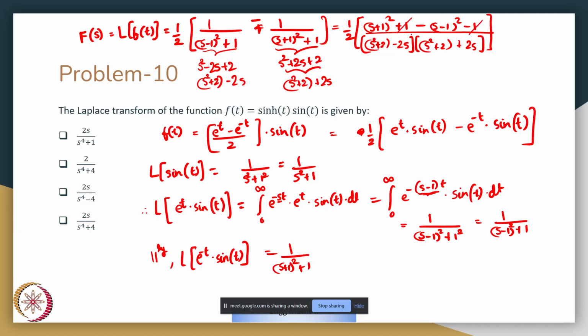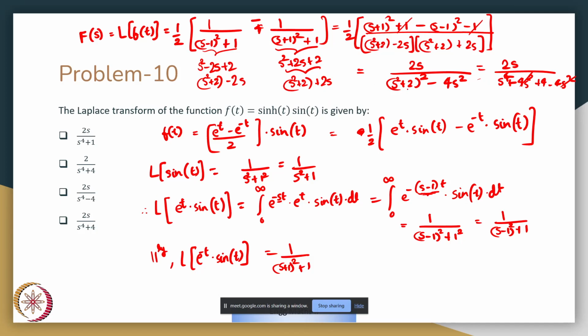In the numerator, s plus 1 whole square minus s minus 1 whole square: s square cancels out, 1 cancels out, and 2s minus minus 2s, so we are left with 4s. And dividing by half, we end up with 2s upon s square plus 2 whole square minus 4s square, which is 2s upon s to the 4 plus 4s square plus 4 minus 4s square.